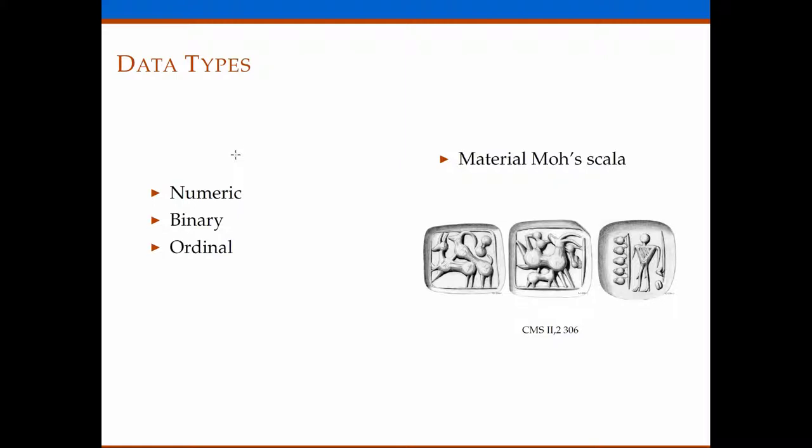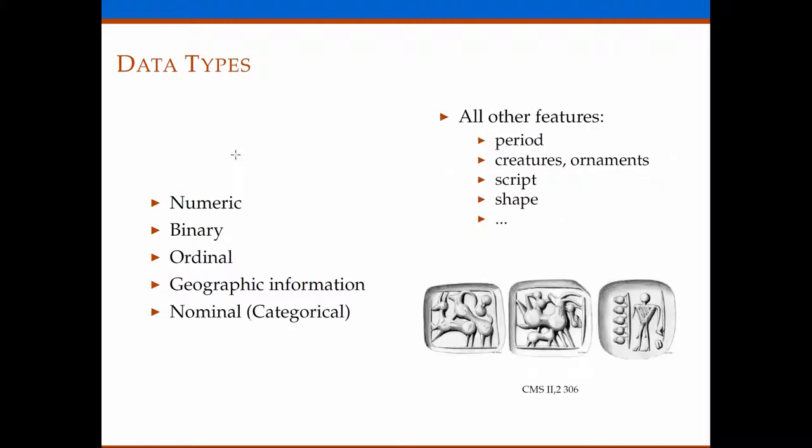Then I also have ordinal data, which means it's not a continuous number, but it's a numbering, and if you order the values, one is less than six. A good example is the Mohs scale I'm using for the description of the material. Then I also have geographic information for find spots, so I'm also dealing with coordinates, which always have two columns, the latitude and the longitude.